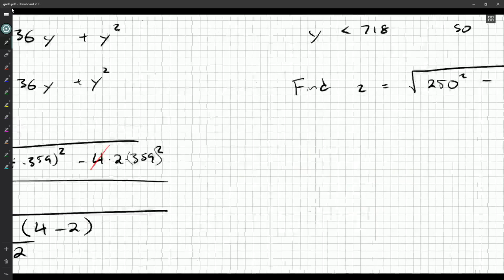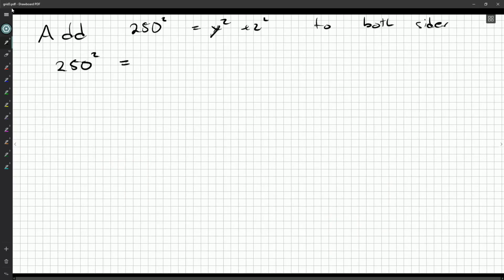I'm going to add 250 squared, because that's y squared plus z squared, to both sides. And we'll get a 250 squared is minus 2872y plus a 2y squared plus a y plus a minus a 2z squared.